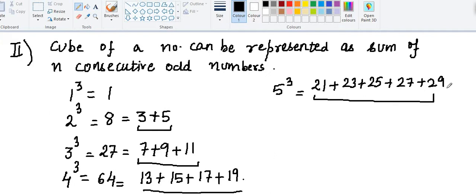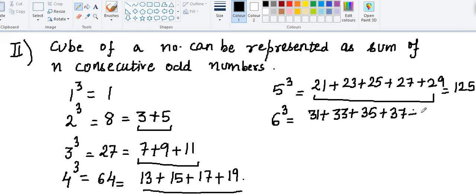So there is a pattern going on. What if I ask you 6 cube? It will start with 31, since you ended with 29. You will start with 31 and take 6 consecutive odd numbers, ending with 37, 39 and 41. They will add up to give you 216.